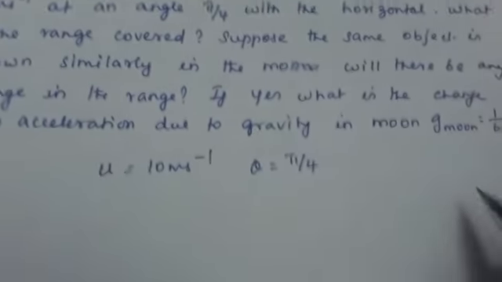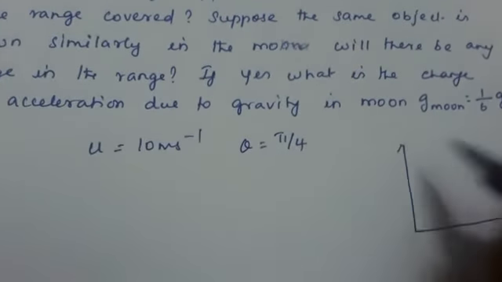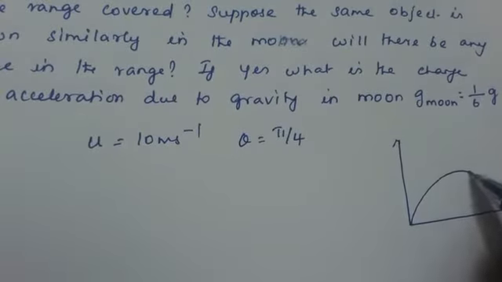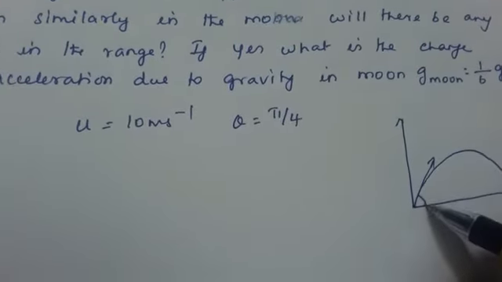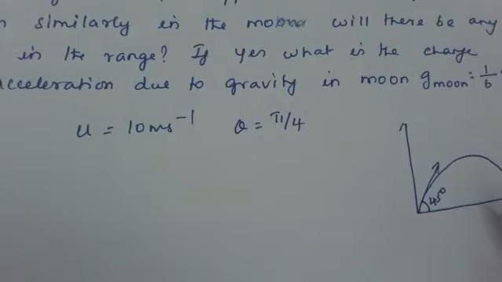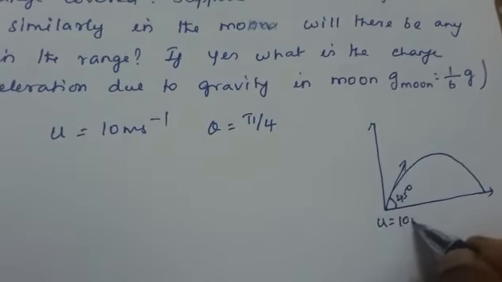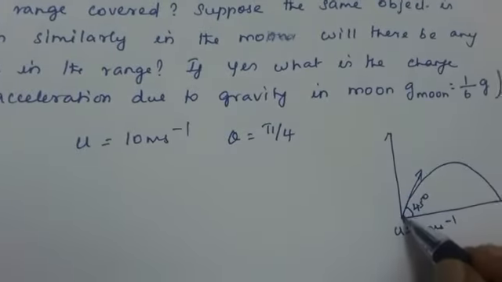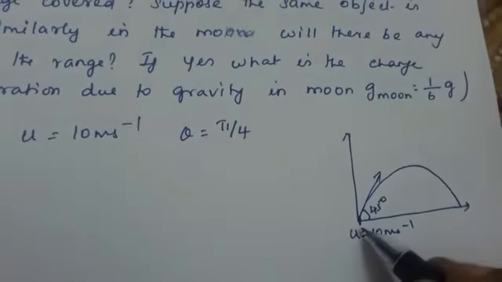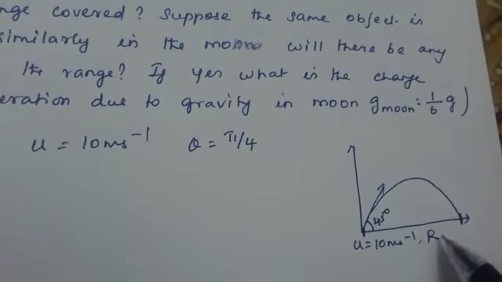Okay. So this is how the object is projected. Now it is making an angle of 45 degrees with your horizontal. So the initial velocity at this point is equal to 10 meter per second. Now what is asked is the range. Range is the distance between the point of projection and the point where it reaches the ground. So this is your R, range.